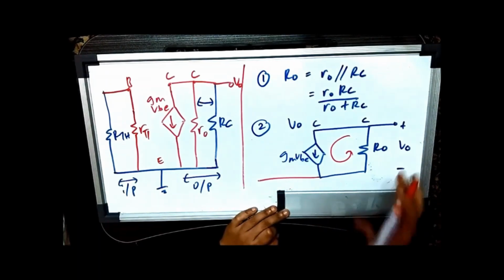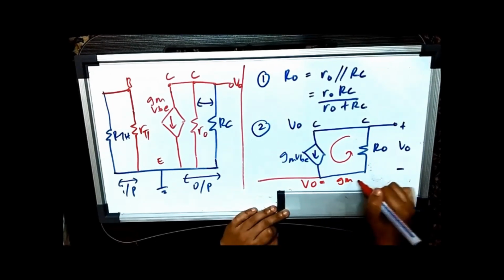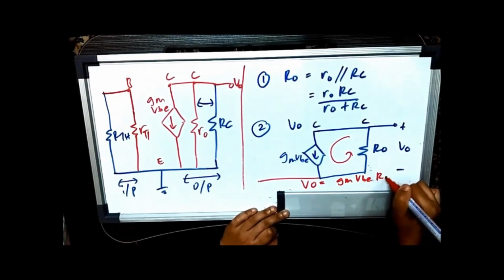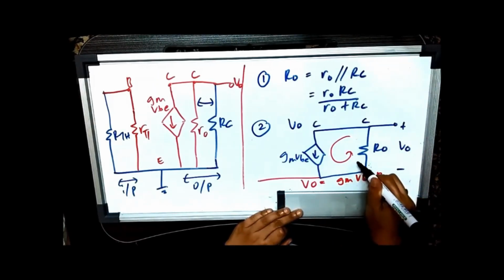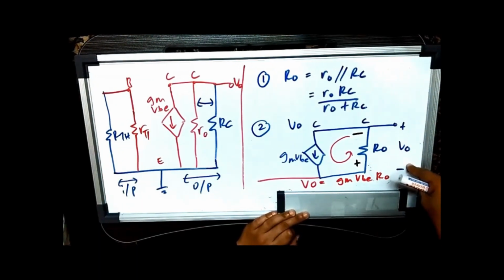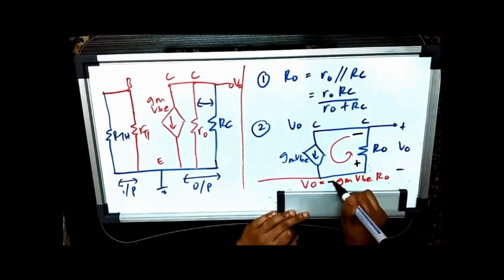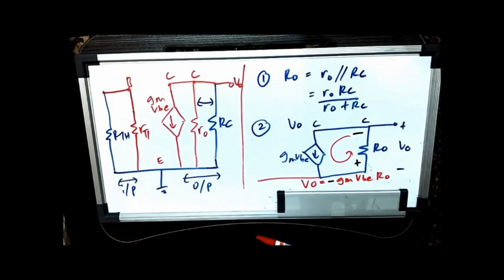Therefore, your Vout can be calculated using Ohm's law. So Vout is equivalent to gm·vbe·ro. However, because the current goes this way, the polarity of your Vout should be like this. However, the question puts the convention of Vout to be plus at the top and minus at the bottom, and because of that, you have the negative sign. That's where the negative gain for common emitter comes from, this Vout being a negative value. So that's the first 2 steps for the output side.